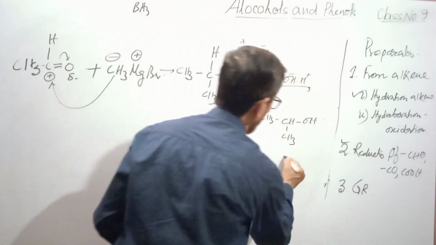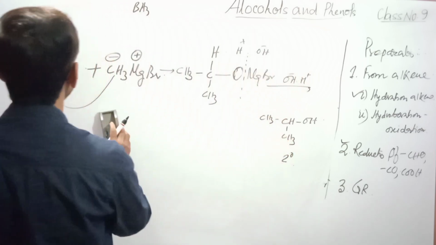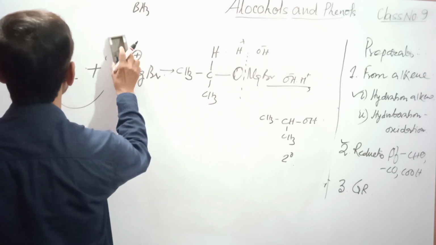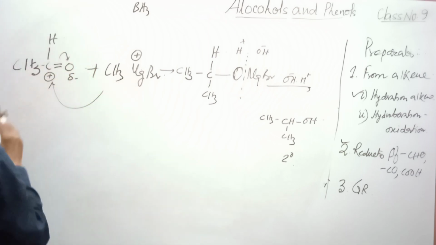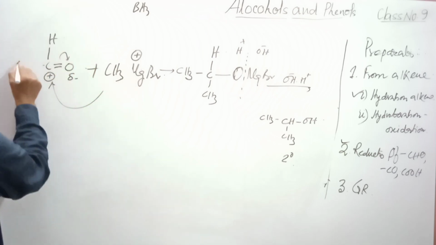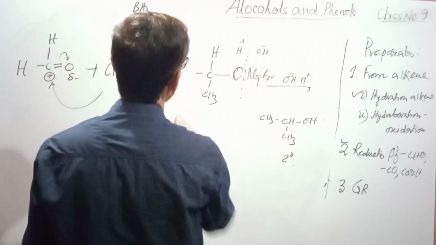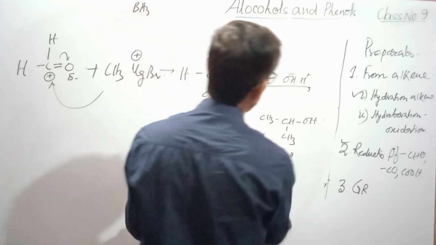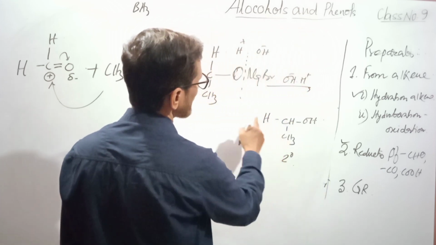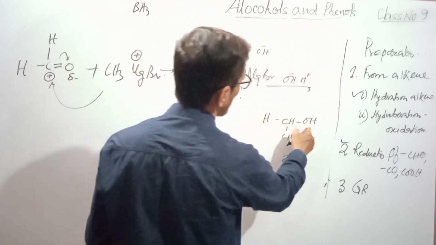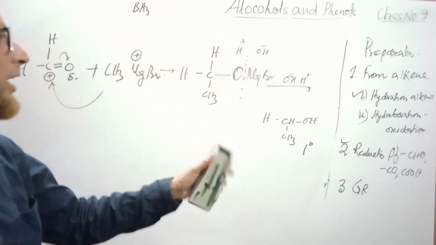This is secondary alcohol. Now you do one thing. You make the reaction with acetaldehyde, am I right? You make the reaction with formaldehyde. Make it H. If you make it H, you are getting here H. So you are getting CH3CH2OH. You are getting 1 degree. So we have got 1 degree and 2 degree.